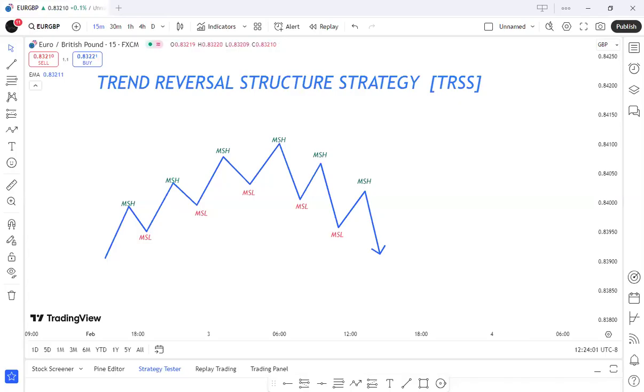Hey guys, in this video I'll be teaching you how to trade with the trend reversal structure strategy, which is TRSS. This strategy has helped me a lot in trading and has made me profitable since I've been trading. It has helped me a lot in becoming profitable. So I'm going to show you how this strategy is used, how you can make use of it in the market, and how you can trade it.